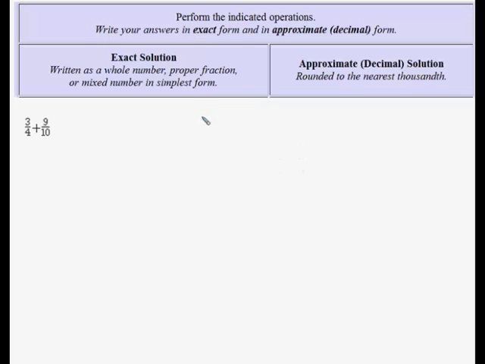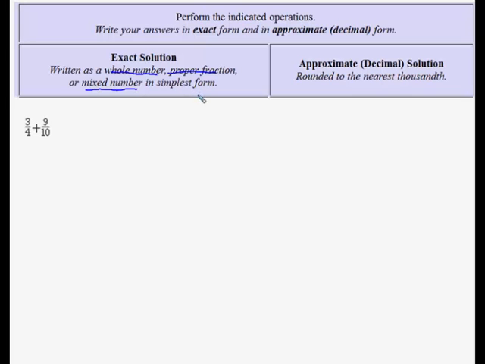In this problem, I'm going to be doing addition, subtraction, multiplication, and division of fractions. I'm going to be writing my answer in two different ways. When I'm done adding these fractions, I have to write my answer in exact form as either a whole number, a proper fraction, or a mixed number, and it must be in simplest form.